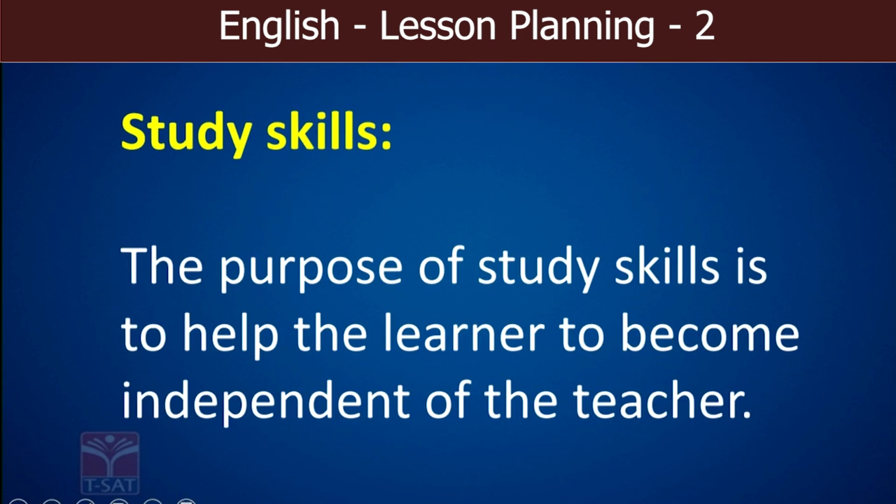Next one is talking about study skills. The purpose of study skills is to help the learner become independent of the teacher. Here the teacher is giving all the instructions in the classroom, while explaining prose, poetry or the supplementary reader. So, the major purpose of study skills is to help the learner to become independent of the teacher.